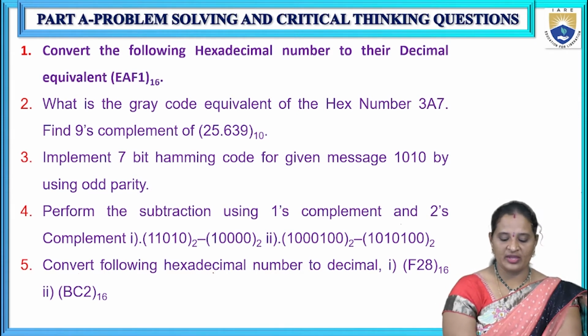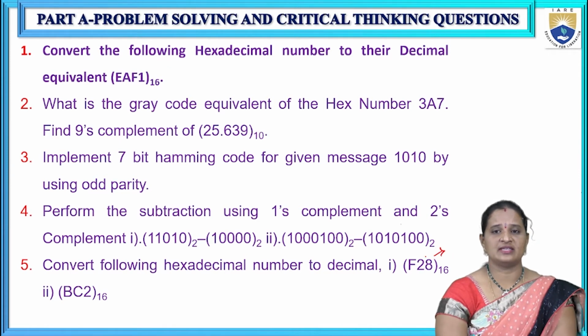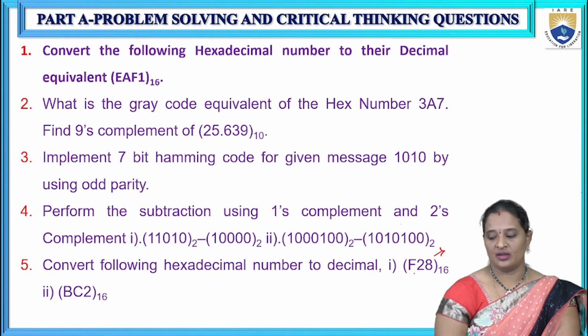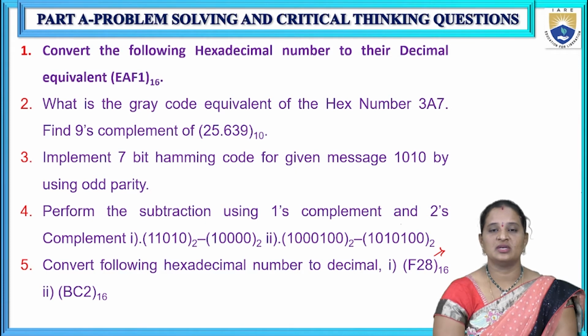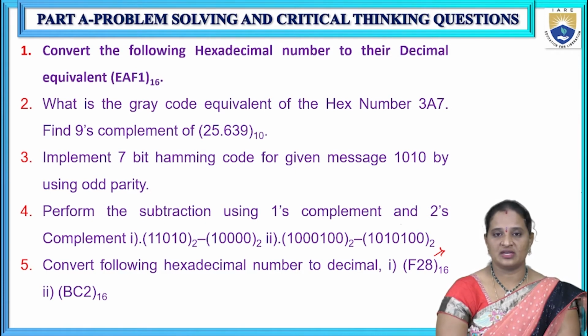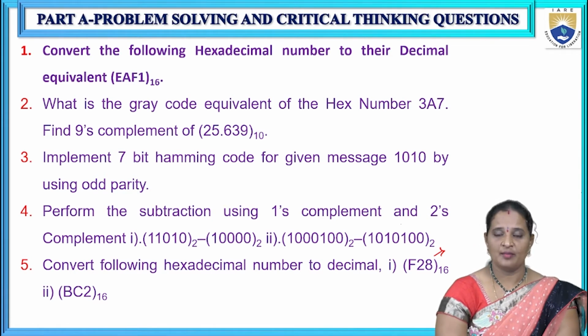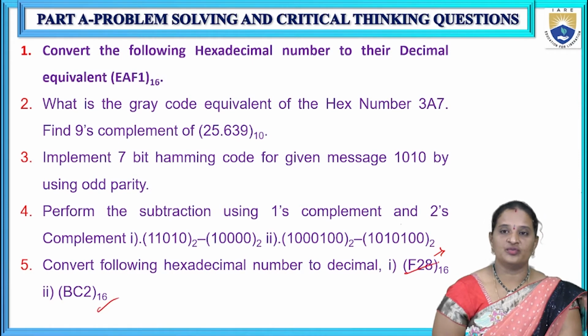Next, convert the following hexadecimal number into decimal. I have just told you how to convert a given hexadecimal number into decimal. Use the same procedure. What is that? Using the positional weight method. Positional weight method means multiply each digit of the hexadecimal number by its positional weight, which is in terms of powers of 16, and then add all the products. The same thing we have to do for this.